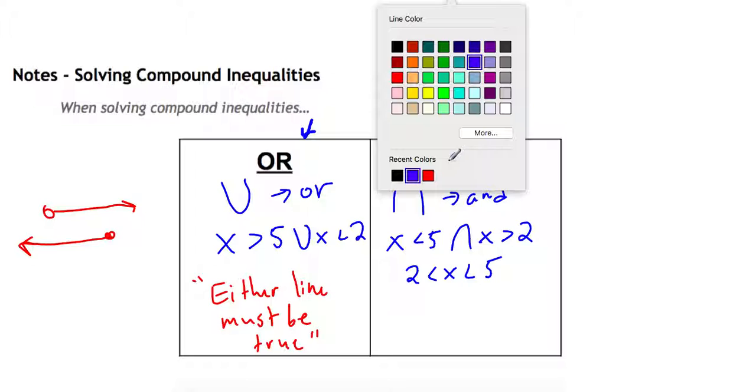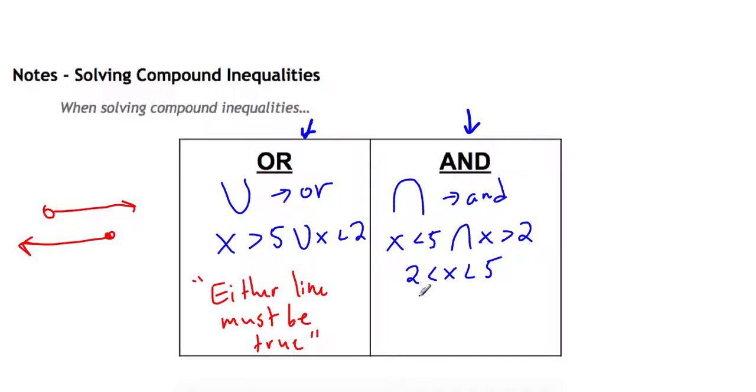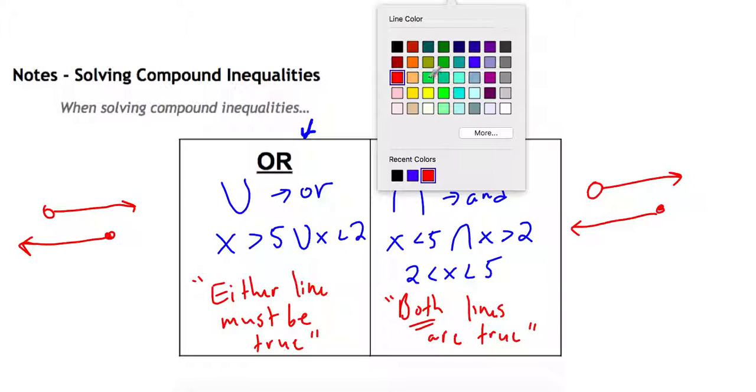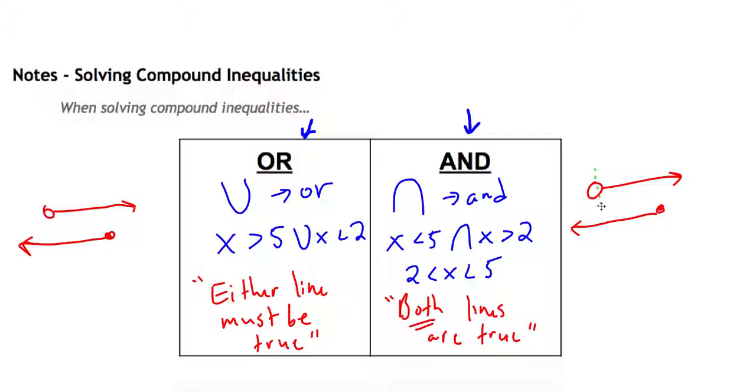And for the and inequalities, we were looking for where both lines are true. So in an and example, if I were to look at an inequality that looks like this, the part of this inequality that is true, or is actually part of the solution set, is only where I have both lines overlapping. So that's true here, whereas for the or, all of this stuff is true as long as I have just one line.